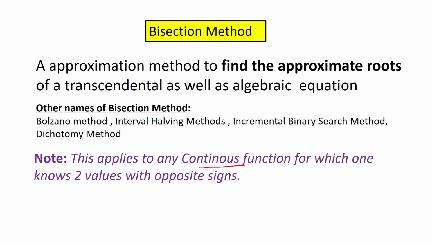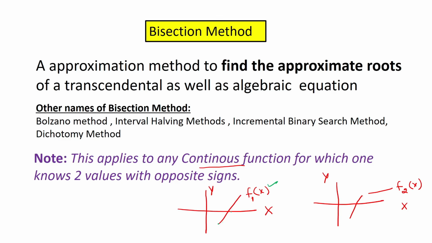Why? In a simple definition, you can say that if you can draw a function from one point to another point without raising your hand, it is a continuous function. For example, if I draw this function, I start from here, I do not need to raise my hand, and I come to this point. So this function can be drawn without raising my hand, so it is a continuous function. Whereas this f2(x) is not a continuous function.